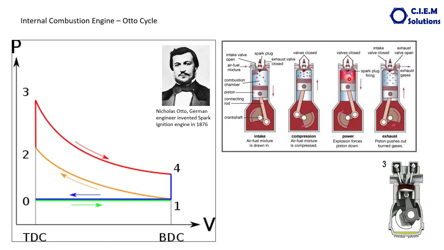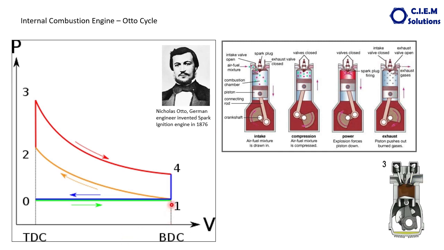That force is pushing the piston downwards. When the piston comes downwards, volume is increased, pressure is reduced. You can see this 3 to 4, volume is increasing, the pressure is dropping. This is called adiabatic expansion. Again, once the piston reaches the bottom dead center at constant volume, okay, from here again the piston goes from BDC to TDC.